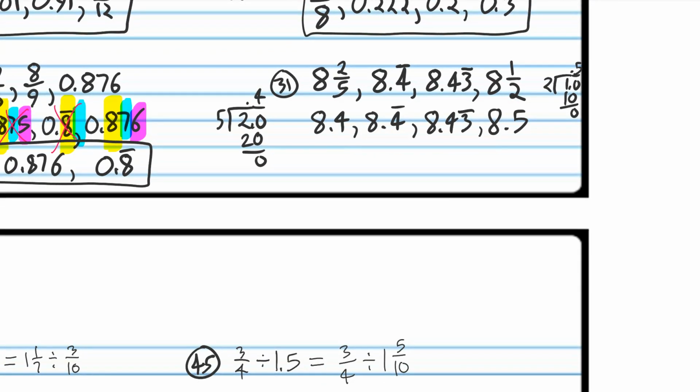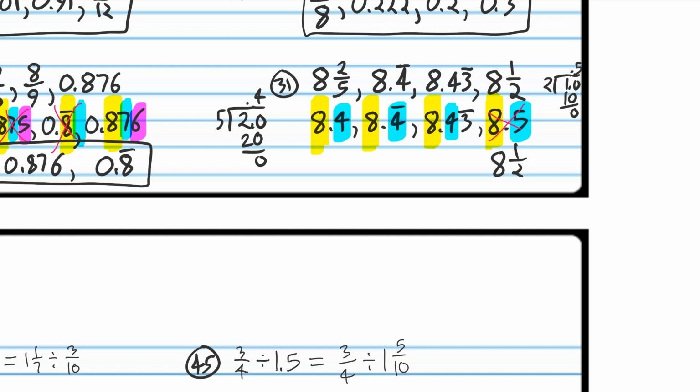So now the number farthest to the left is 8, 8, 8, and 8. So that didn't help us figure out which one is bigger. Now we go to the next number, 4, 4, 4, and 5. Well, we did figure out which number is biggest. The 8.5 must be biggest. So 8 1/2 is the biggest, and we can cross that one out.